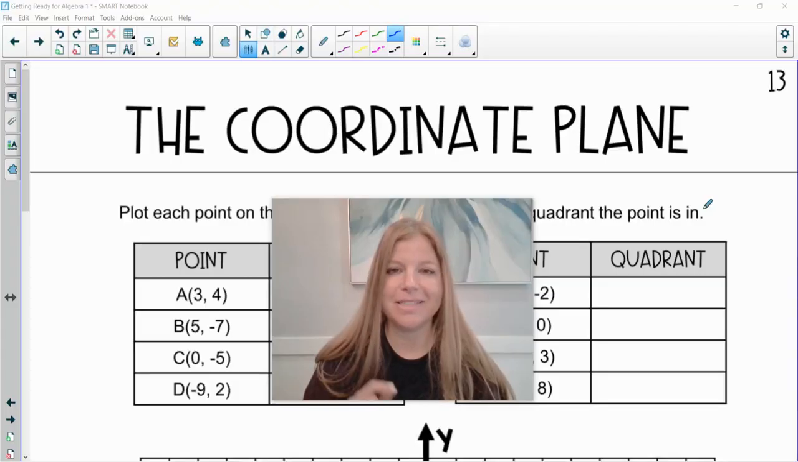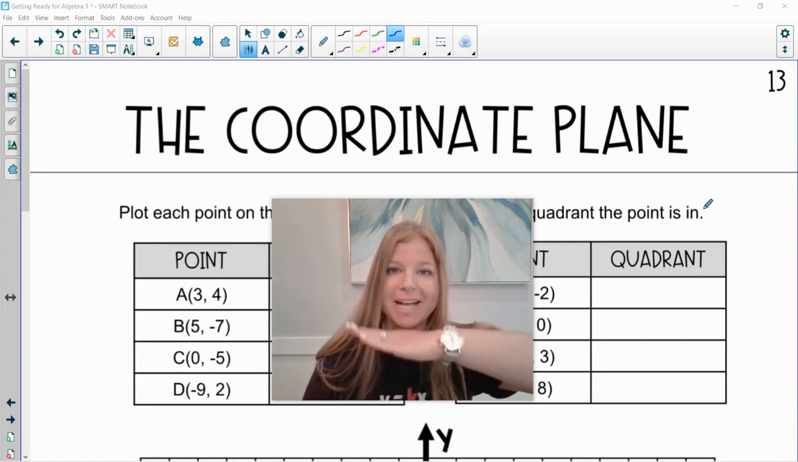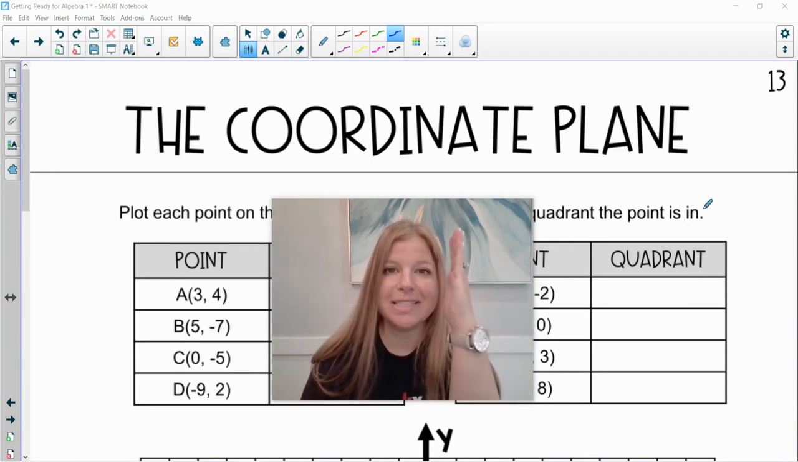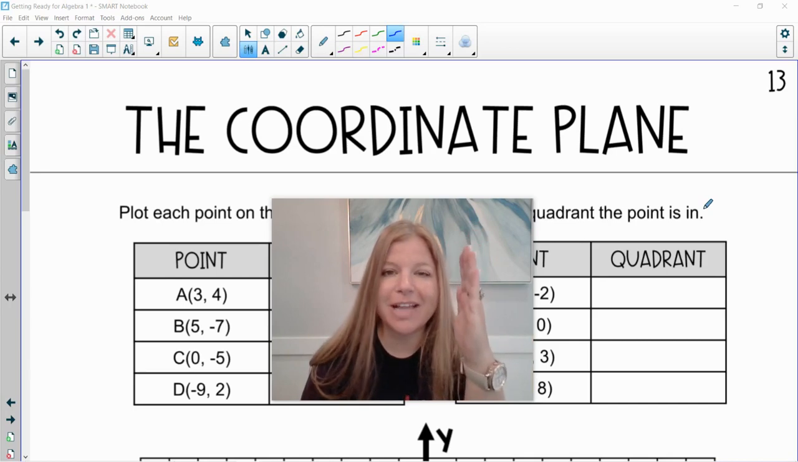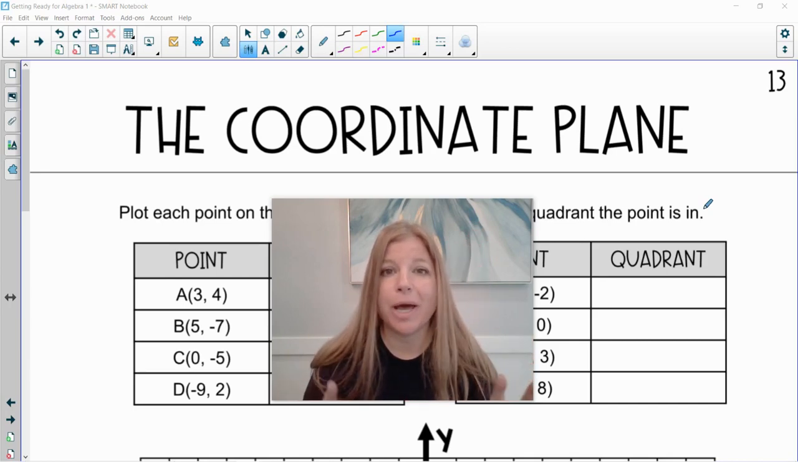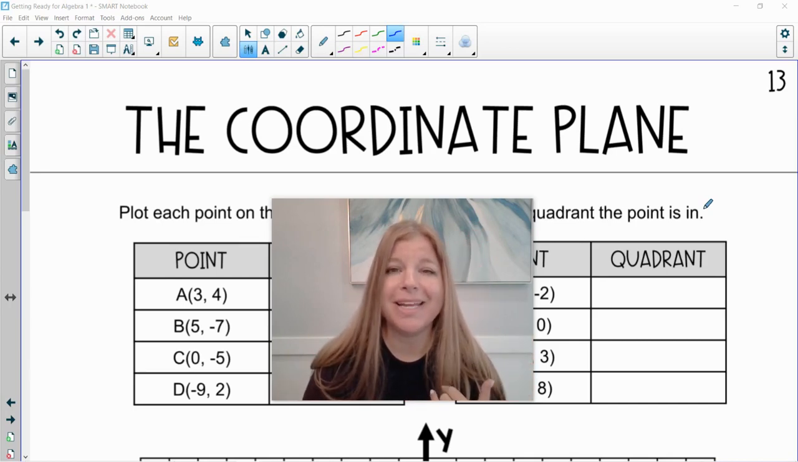Hey guys, let's talk about the coordinate plane. It has four quadrants. There's positive and negative sections to it. We have our x-axis, which is the horizontal axis. We have the y-axis, which is the vertical axis. And I'm going to make sure that we know how to plot our points correctly on the coordinate plane and that we know which quadrant is which.